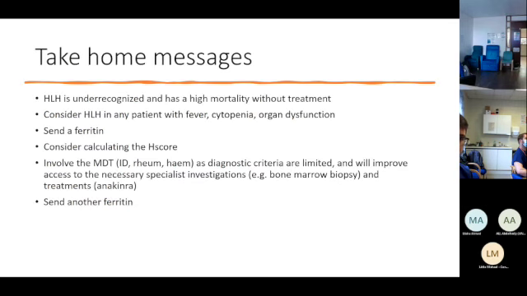I think the take-home messages about SHLH really is that it's under-recognised. There's a high mortality without treatment. If you've got a patient with fever, cytopenia, organ dysfunction, then send a ferritin. Think about doing the H-score. Get some help from the wider MDT, so infectious diseases, rheum and heme, because they're going to help you in terms of diagnosing, thinking about possible triggers, and they'll get access to bone marrow biopsy, getting the Anakinra. And if you're not sure, just send another ferritin.